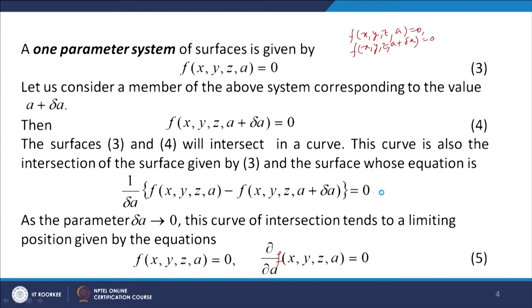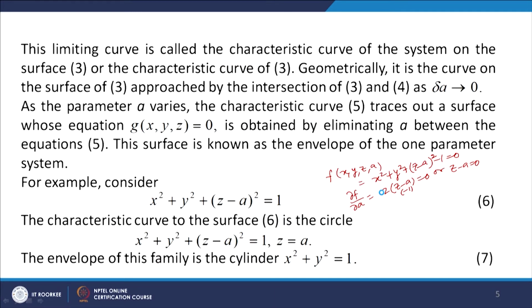So, the curve of intersection of the surfaces f(x, y, z, a) and the neighboring surface, when delta tends to 0, is given by f(x, y, z, a) equal to 0 and the partial derivative of f(x, y, z, a) with respect to a equal to 0. So, what we have is z minus a. So, the curve of intersection, that is the characteristic curve, is x square plus y square plus (z minus a) whole square equal to 1 and z equal to a.